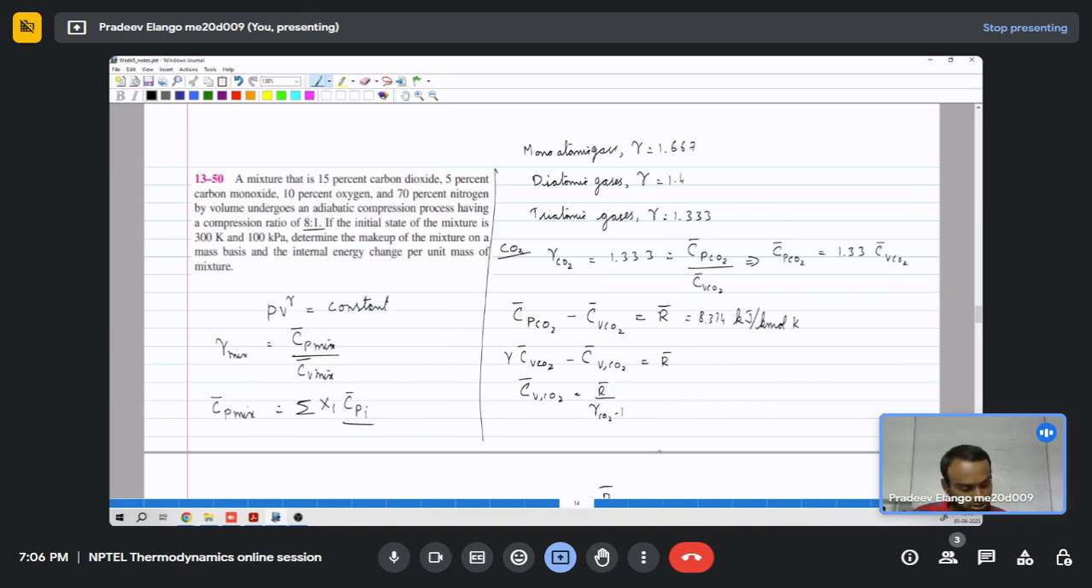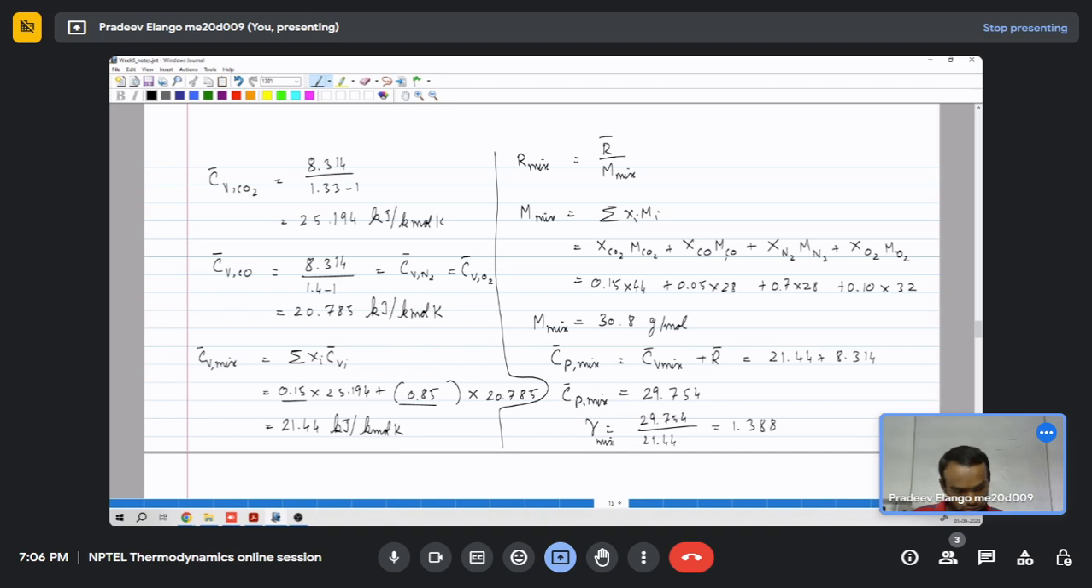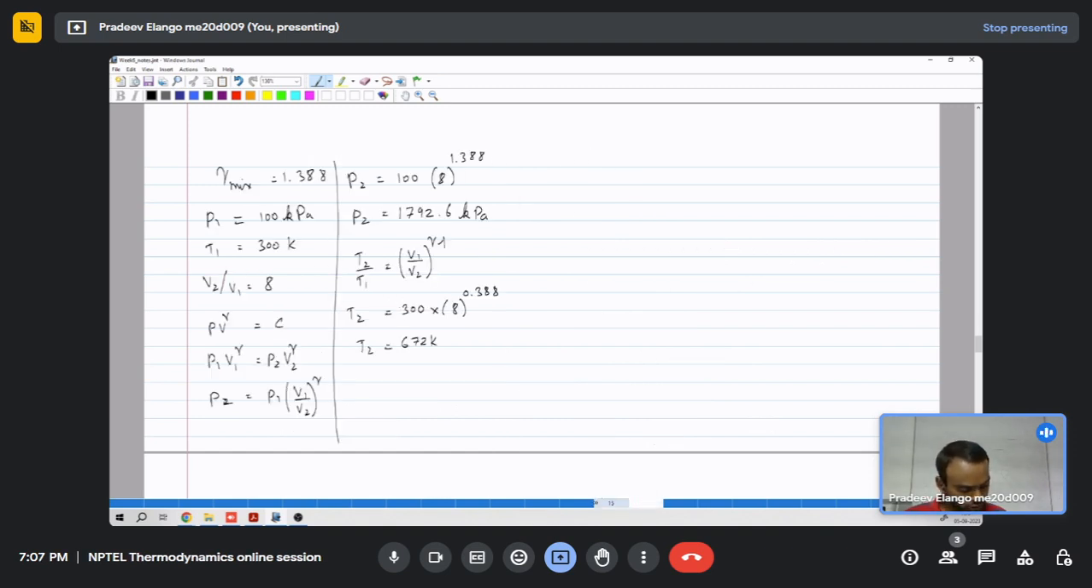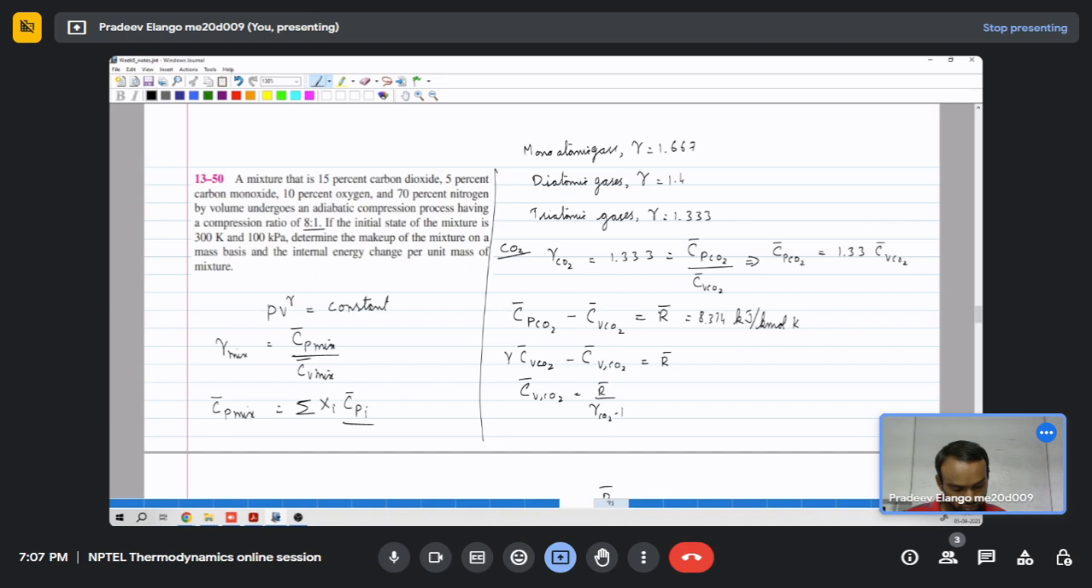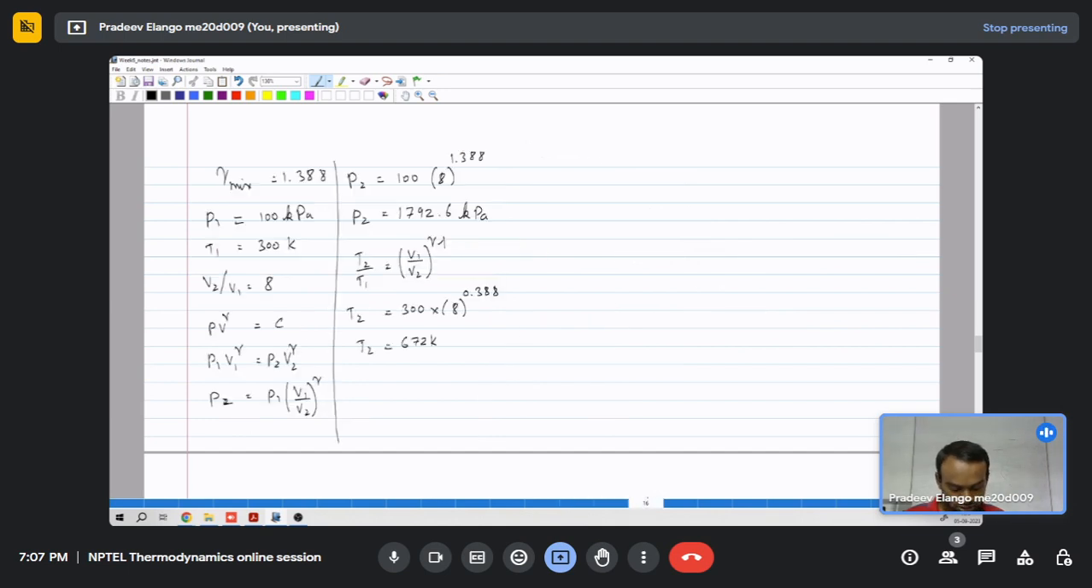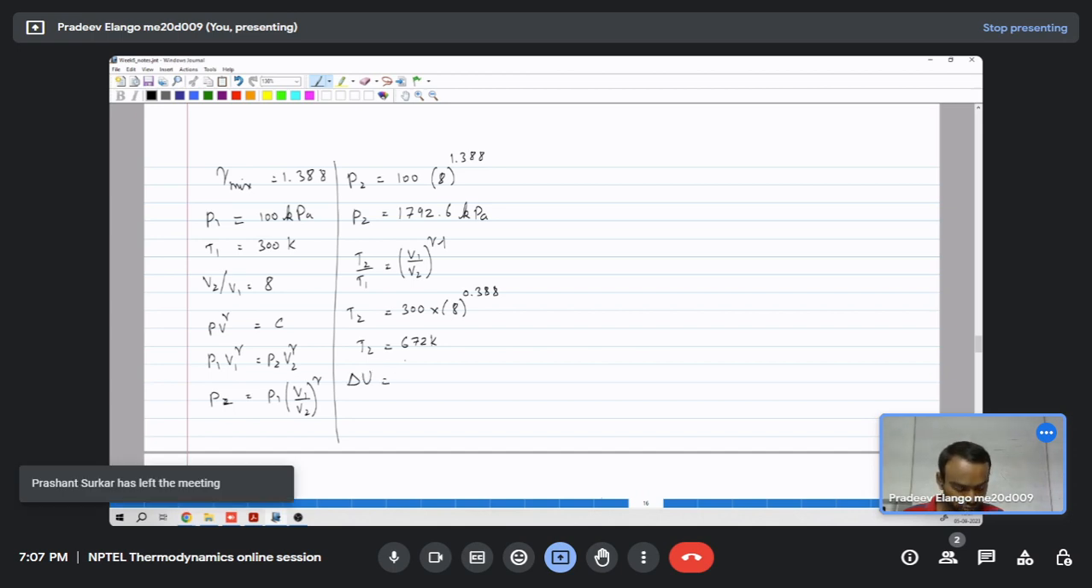So for mass basis, from the calculation of R of the mixture itself, or the molecular weight itself, we can calculate. Now we need to find the internal energy. So the internal energy change is Cv times (T2 minus T1).